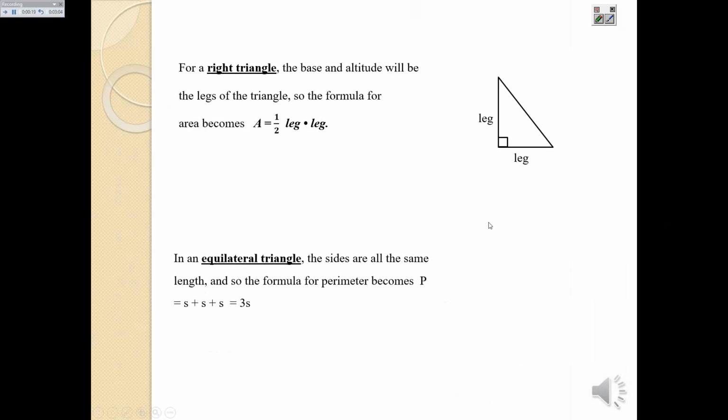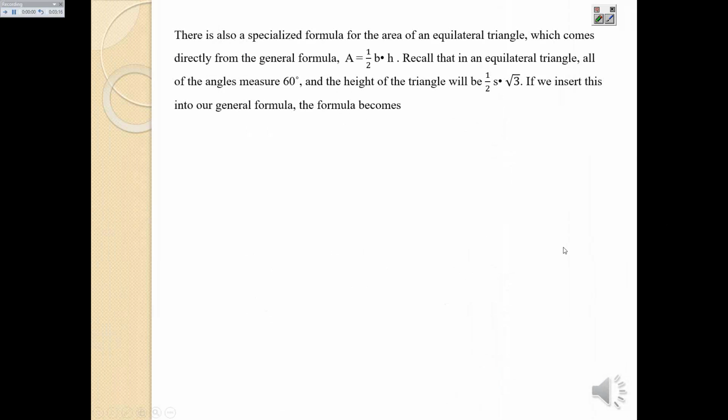In an equilateral triangle, the sides are all the same length, and so the formula for perimeter becomes side plus side plus side, or you could multiply it and just say 3s. Then there is a specialized formula for the area of an equilateral triangle, which comes directly from the general formula, area equals 1/2 base times height.